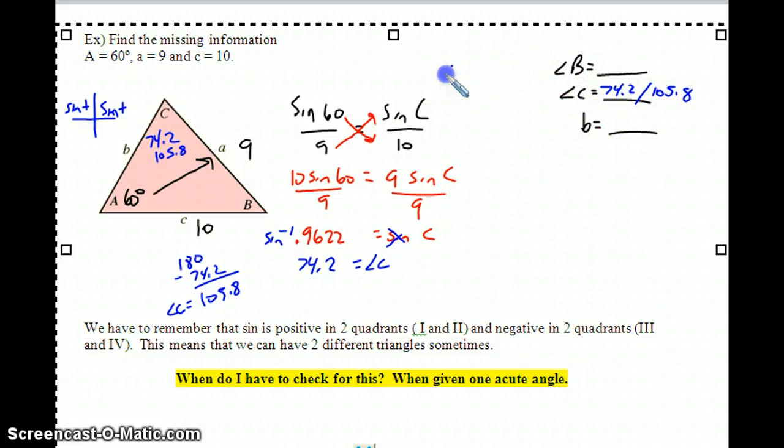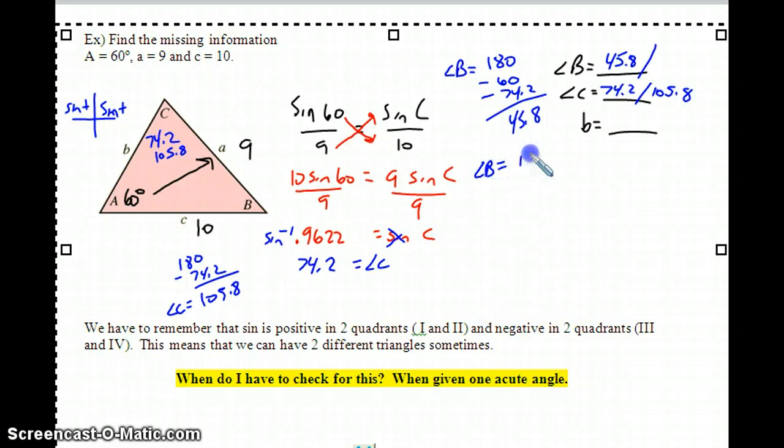So let's find angle B first. If I start subtracting the angles that I know, when C was 74.2, I'd end up with 45.8 as angle B. Or when C was 105.8, we would find that angle B now would be 14.2. And again, these are all degrees.